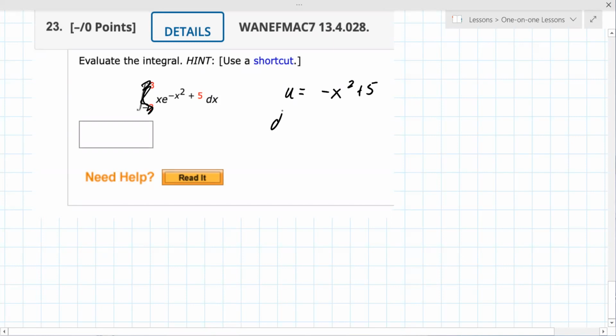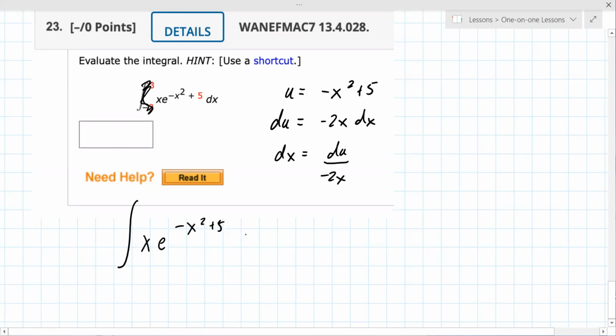And then you want to take a derivative. du equals minus 2x dx. Wow, a lot of these are the same. dx, you solve for dx. dx is du over minus 2x. So we go back to the integral here, and you want to rewrite it as is, and you always substitute in for dx and for u. You always figure out how to use those.